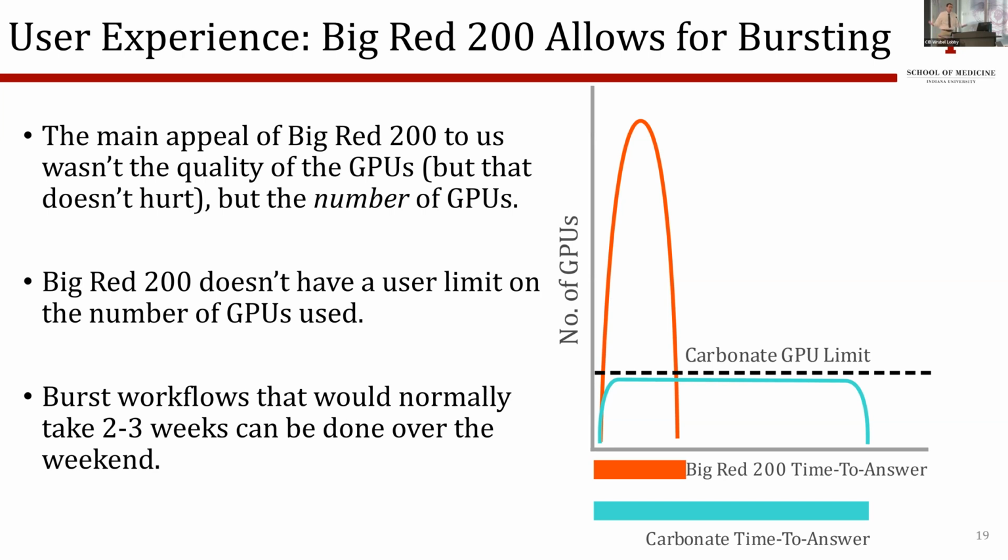But in Big Red 200, because you have so many GPUs that are available, and because you don't have any user limit associated with your use of the cluster, you can submit jobs, have them all go, and then have them finish by the end of a weekend. Right? I've run workflows personally where for a short period of time, I was using somewhere in the realm of 80% of the capacity of Big Red 200. And that really helps when you have these burst workflows that you need to do.